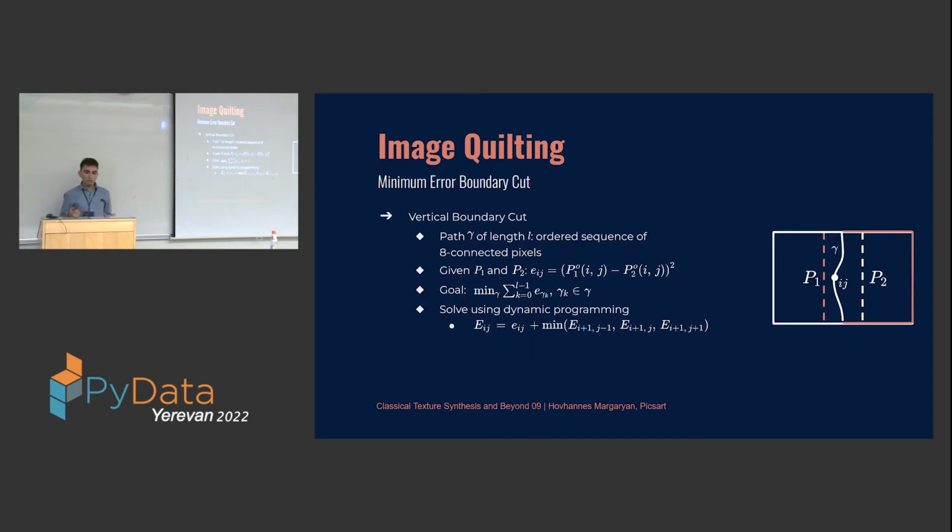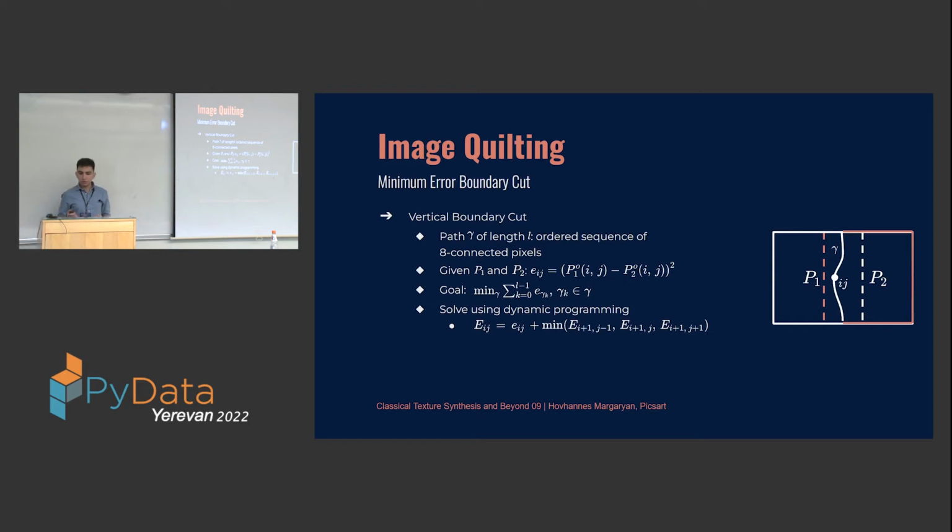Now let's see how a minimum boundary cut can be computed. Let's formally define a path gamma of length L as an ordered set of 8-connected pixels. And let's assume that we are given two patches, P1 and P2, that are similar over the overlap region. So first we compute Eij, which is the square distance between the two patches in the overlap region at position ij. Then we formulate the problem of finding a minimum boundary cut as an optimization problem where we need to minimize the sum of E gamma k's, where gamma k belongs to the path.